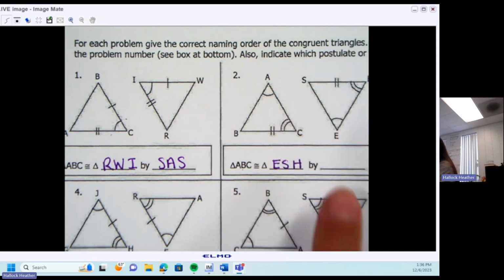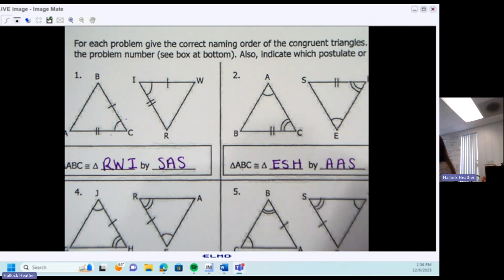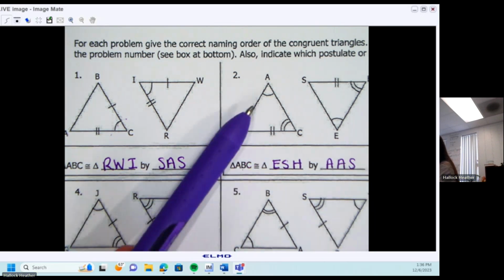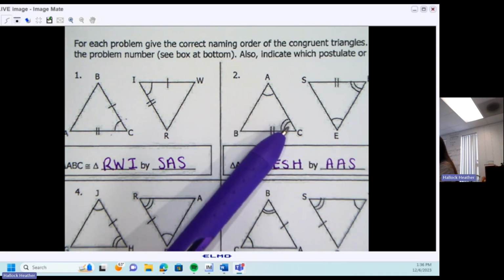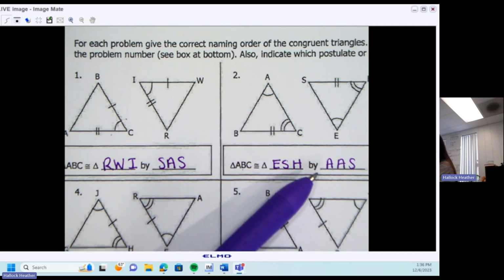And then by what theorem could you say they're congruent? Side, angle, angle, or angle, angle, side. If you write it backwards and say side, angle, angle, I'm fine with that. But you have two angles and a side. The side is not between them, so it is angle, angle, side.